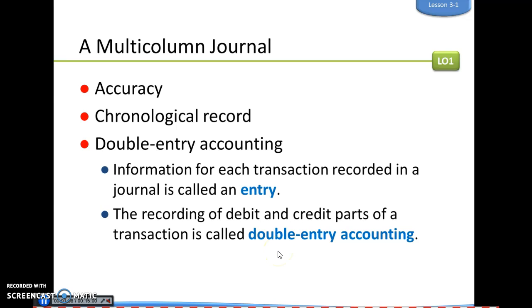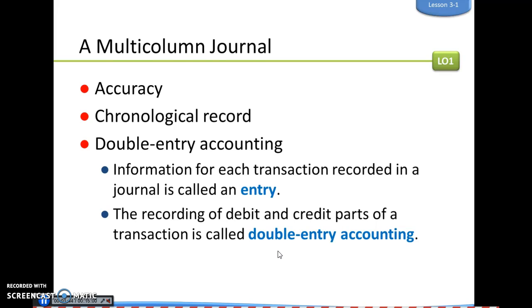The multi-column journal is used for accuracy, making sure that everything is accounted for. It is in chronological order. What does that mean? Chronological order. Time, first to last. The order it happened. Okay, so by date. It's in order by date.